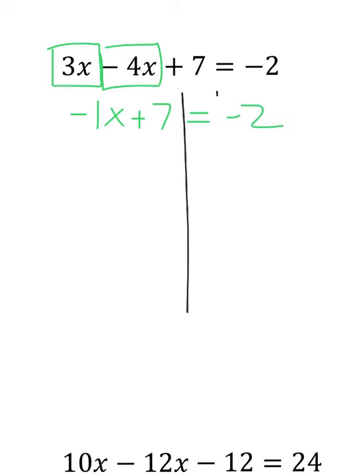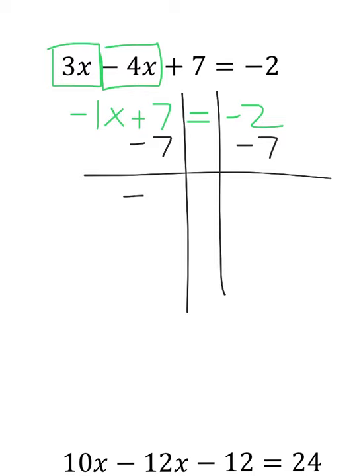So we'll draw in our railroad tracks to help us keep everything straight. Then we want to isolate that x. So we are going to do the inverse of addition with this 7 and subtract 7 on both sides. Then we'll bring down that negative 1x. Positive 7 minus 7 gives us 0, so we don't really need that in there. And then we have our negative 2 minus 7 gives us a negative 9.